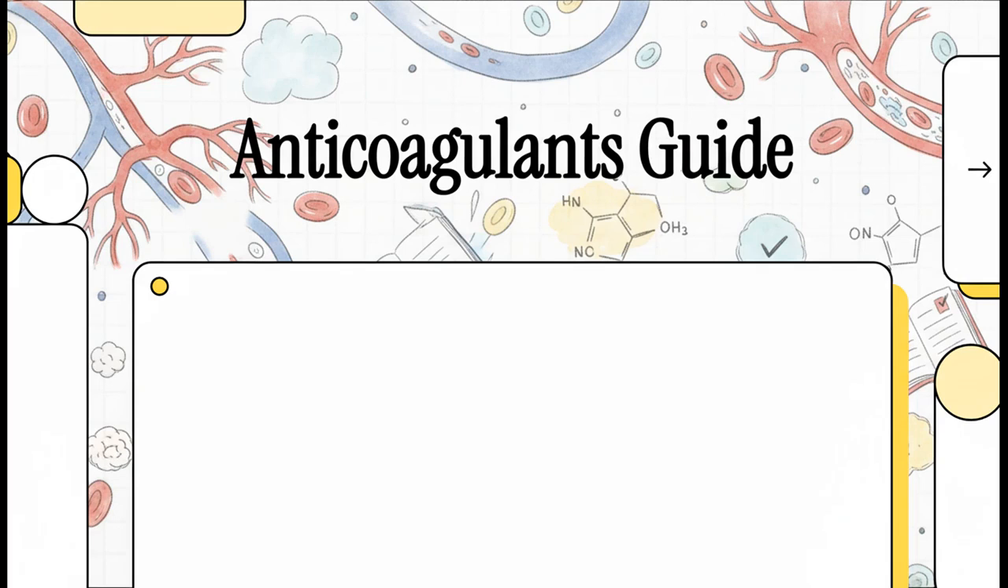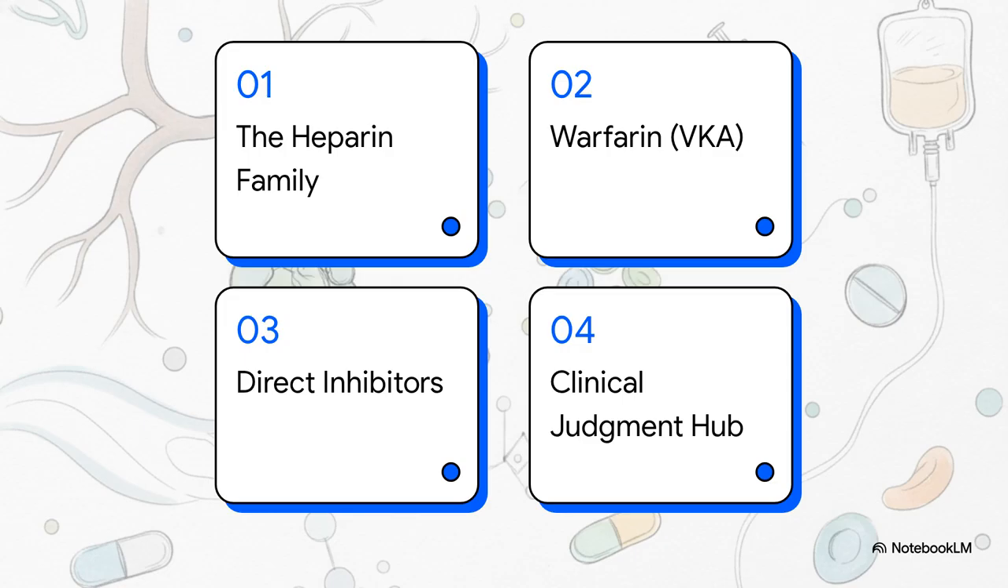All right, welcome. This is your high-yield study guide designed to help you absolutely master the 5 key anticoagulants for your exams and, more importantly, for your clinical practice. So here's our game plan. We're going to start by comparing the heparins, then take a really deep dive into the classic Warfarin. After that, we'll cover the more modern direct thrombin inhibitors, and we'll wrap it all up with a rapid-fire review to really lock in that clinical judgment.